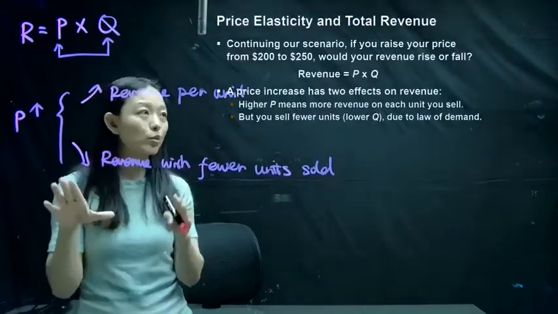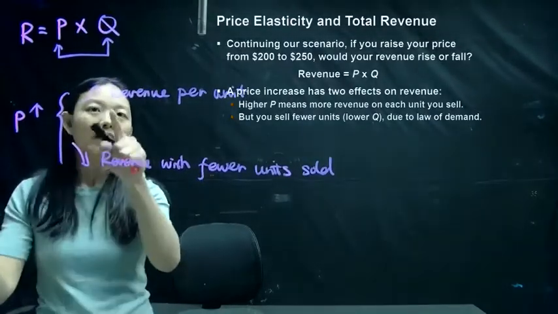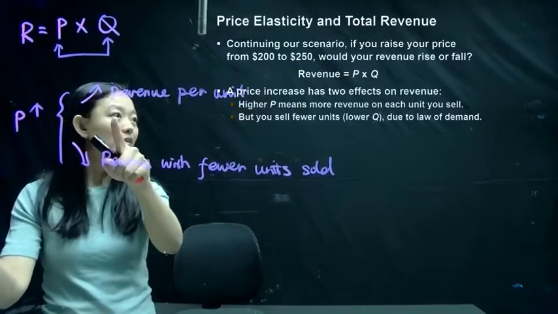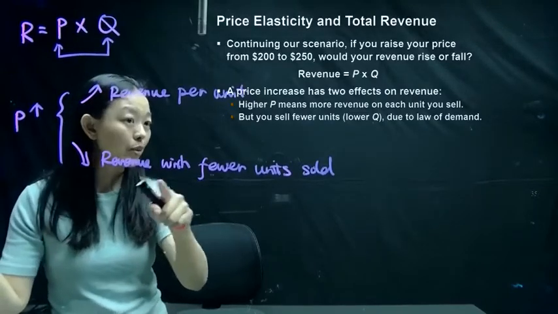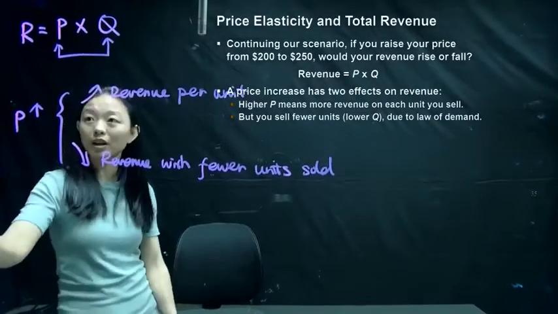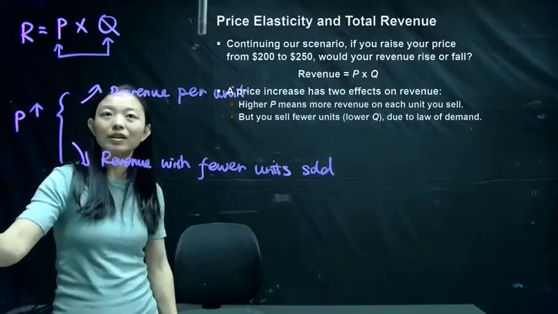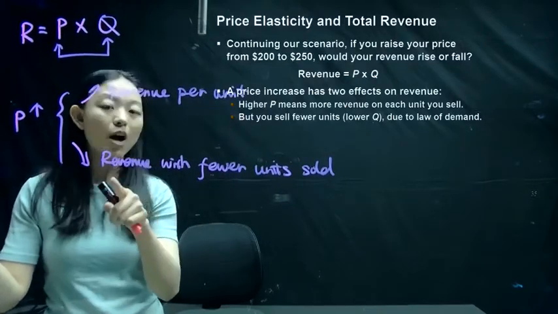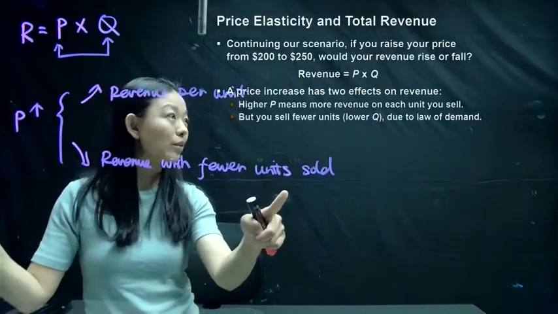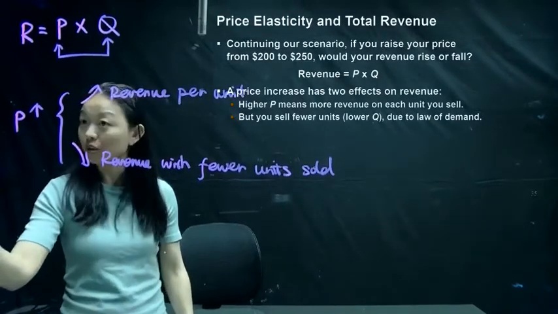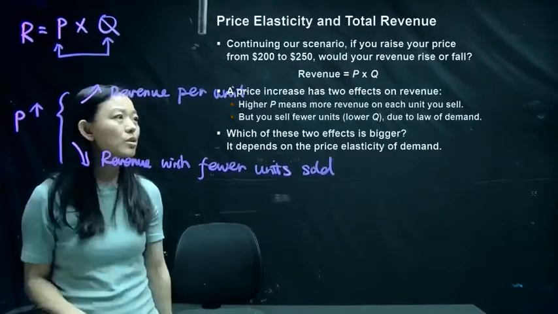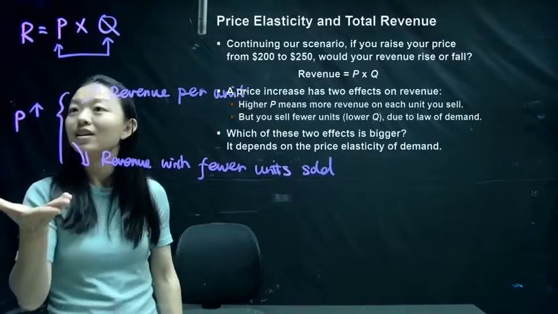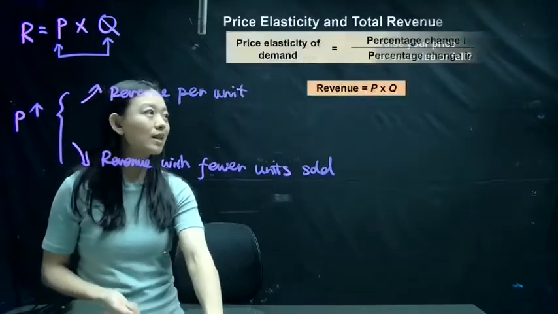So which effect is bigger? If this effect is bigger, then it can compensate the revenue lost with fewer units sold. So finally your revenue will increase. However, if this effect cannot compensate the revenue decrease from fewer units being sold, then your total revenue will decrease, right? So which of these two effects is bigger? It depends on the price elasticity of demand. So let's see.